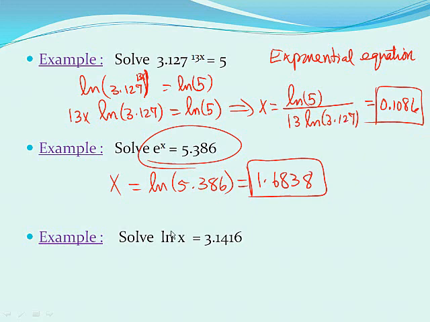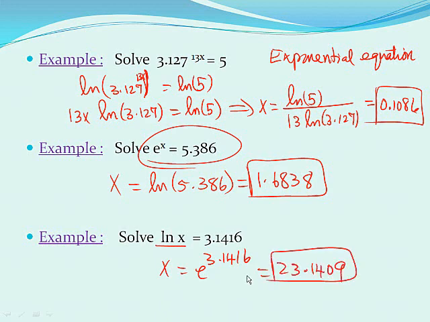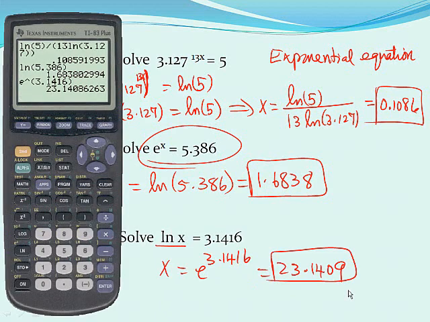Solve the equation natural log of x equal to 3.1416. So this time we need to convert to the exponential form. The base is e here. So x will be written as e to the power 3.1416. And when we compute this, we will get 23.1409. And these are the calculator entries.